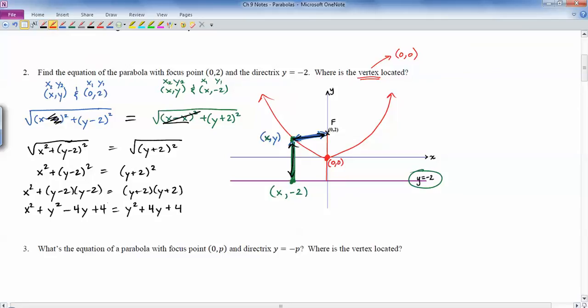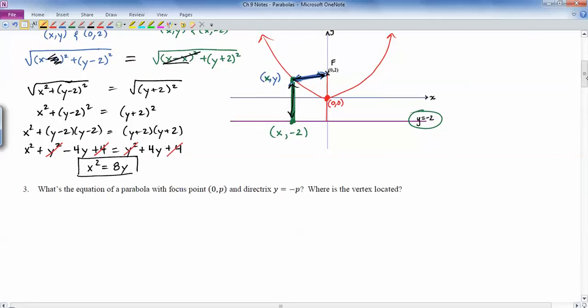And now some more stuff cancels. The 4's on each side cancel, the y squareds on each side cancel. And then if I add 4y to both sides, I get x squared equals 8y. And I know you're more used to writing y equals, but for some reason when you're thinking about the focus and directrix, textbooks like to write x squared equals something. So we're actually going to leave it in this form here.